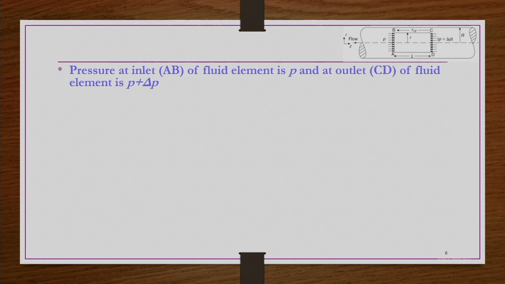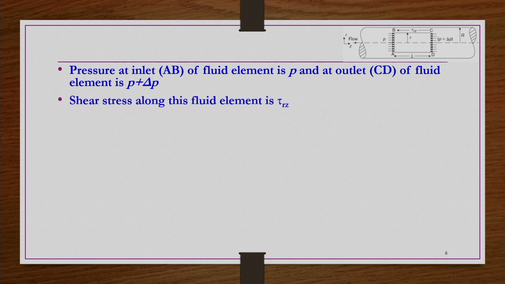The same picture is shown here again. The pressure at inlet AB is P, and the pressure at outlet CD is P plus delta P. So, that we can do the balance subsequently. The shear stress along this fluid element is only tau Rz, that we have seen, right.